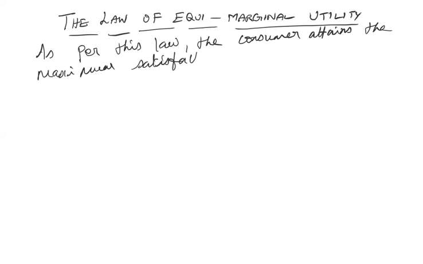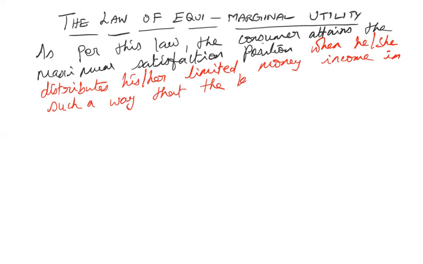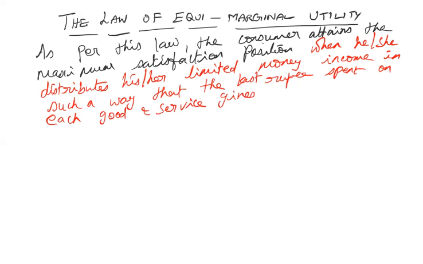So what does he have to do for that? When he or she distributes the limited money income in such a way that the last rupee spent on each good and service gives the same marginal utility. That's why it is called the law of equi-marginal utility.